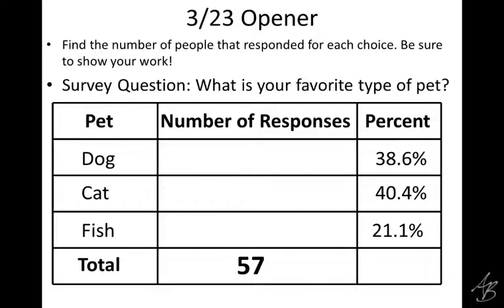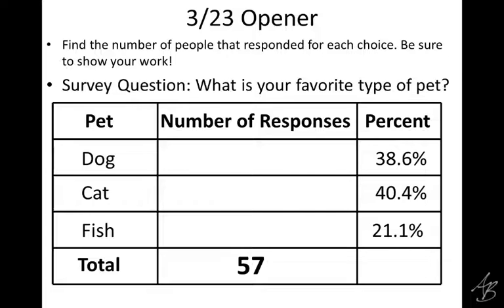And what we want to do is take the percentages that we got from that survey and figure out how many people responded with each one. All right, so let's do that first, and then we're also going to have to fill in the box down here, but we'll get to that in a minute. How do I figure out how many people out of these 57 said that they like dogs the best? So what we're trying to do here is figure out what is 38.6% of 57.